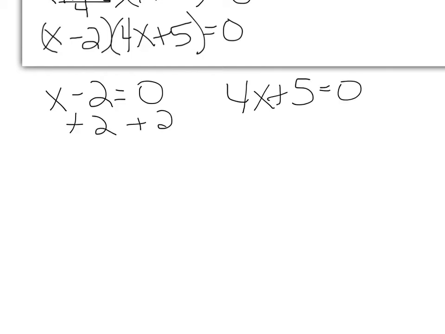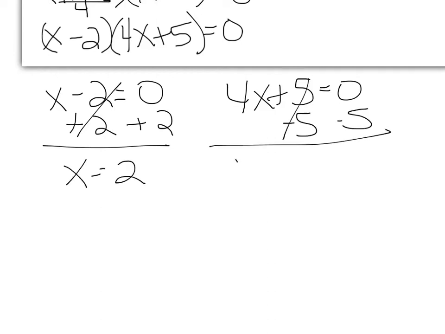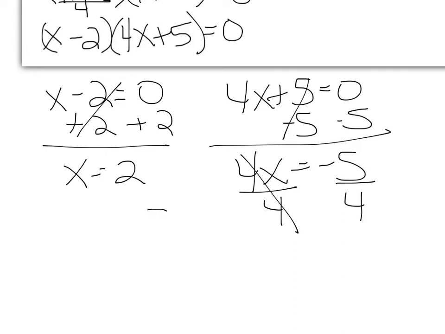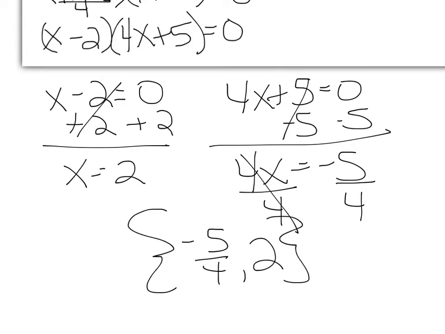Add 2 to both sides. You get x equals 2. Subtract 5 from both sides. You get 4x equals negative 5. Divide by 4. And your answers are negative 5 over 4 and 2.